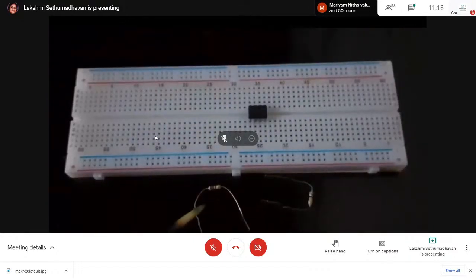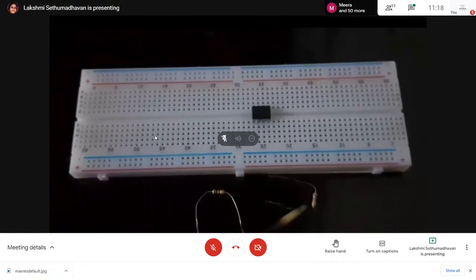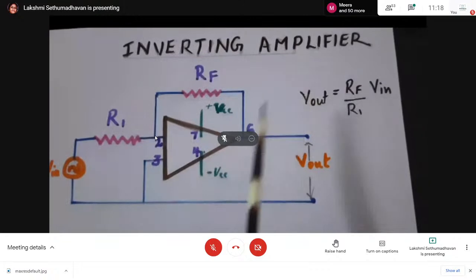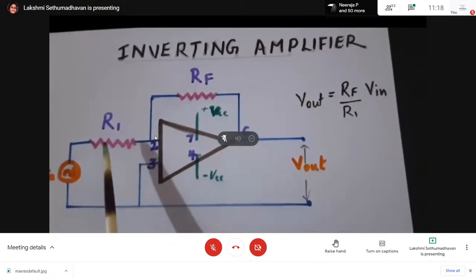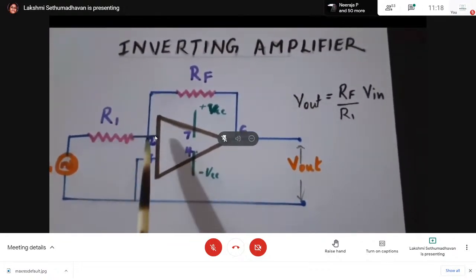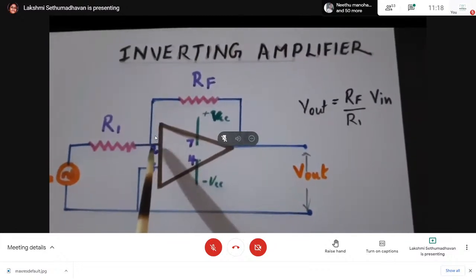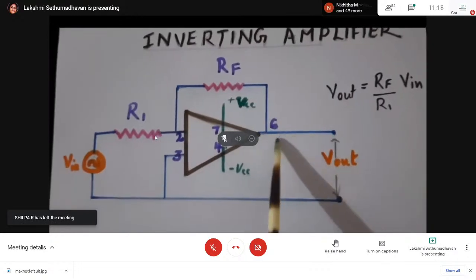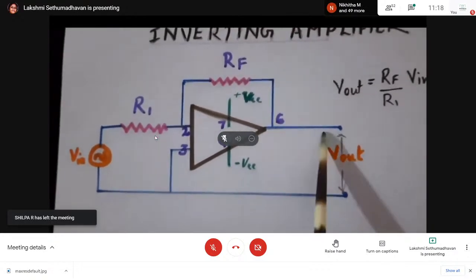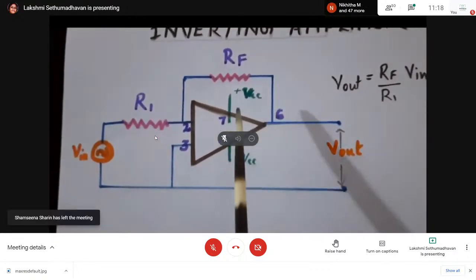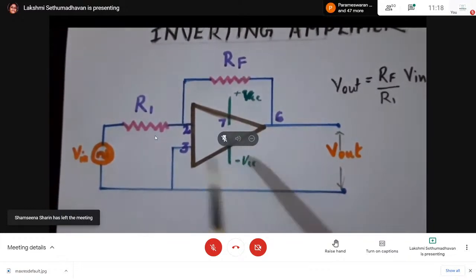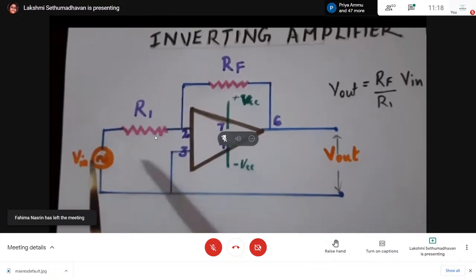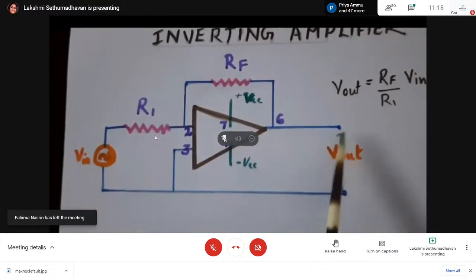This is a 1 kilo ohm resistance. This I will introduce as R1, and this is RF, a 10 kilo ohm resistance. This is an inverting amplifier circuit. R1 we have taken as 1 kilo ohm and it will be given at terminal pin 2. From there an RF of 10 kilo ohm will be given to the output terminal 6. 7 and 4 are plus VCC and minus VCC. 3 is the pin that is to be grounded. So signal will be here and output will be at 6.